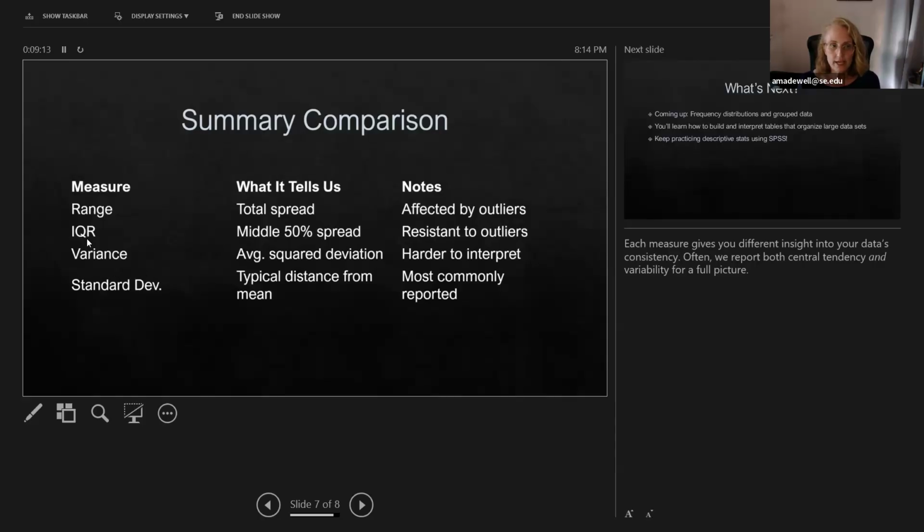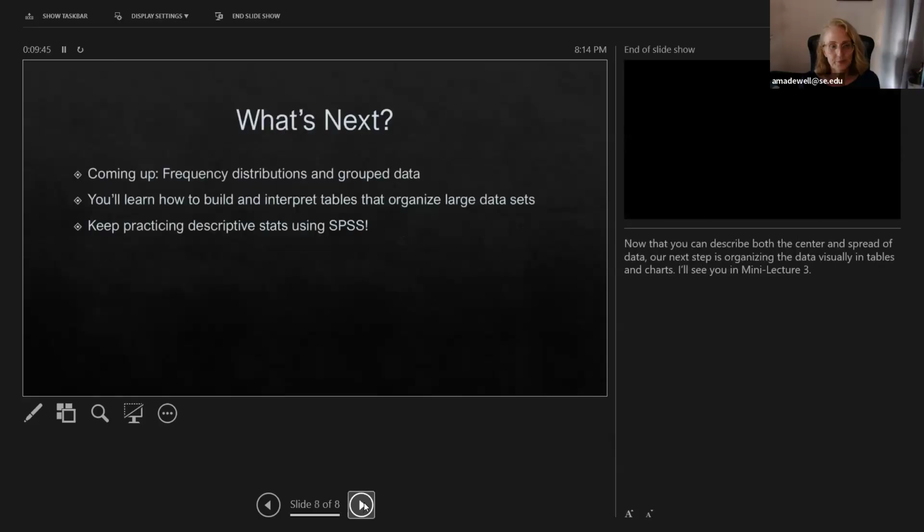I passed over interquartile range, so please look over that in your book. But we went ahead and talked about variance and standard deviation. They're going to tell us our typical distance from the mean, and our standard deviation is the most commonly reported. Super important. Please make sure that standard deviation is a big one on your cheat sheet and also in your notes for today or this week.